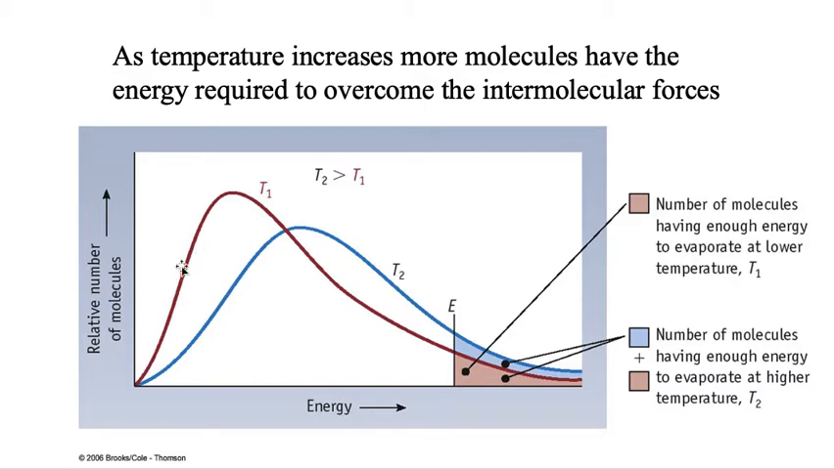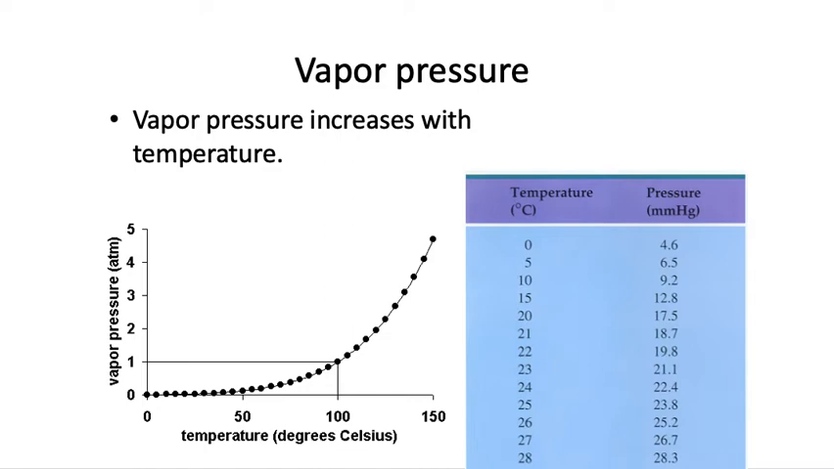As you increase the temperature, so here's the low temperature over here on the left, and then the higher temperature over here on the right, you're going to have more particles that are able to turn to vapor. So if this was a liquid and you have a higher temperature, then more of the particles to the right of this E right here, that's the minimum energy for them to escape and turn to a gas. You have more particles that are able to escape and turn to a gas, and therefore you have a higher vapor pressure. This graph right here shows how vapor pressure varies with temperature.